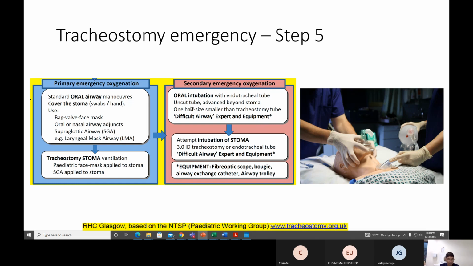The bougie, for instance, may be helpful if you're attempting oral intubation, because sometimes you can see the lower end of the glottis, and you may be able to pass the bougie and then railroad the tube over the bougie. This is very helpful if you have a difficult airway or the larynx is not visible that easily. So all these steps can be taken to rescue the patient.